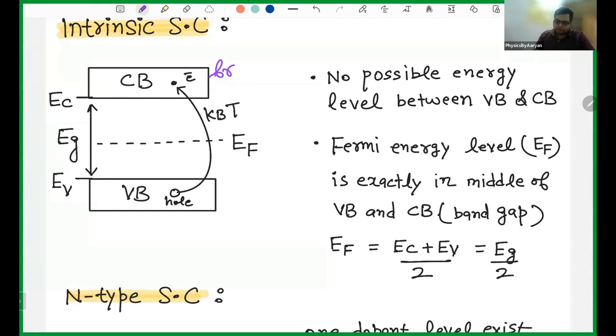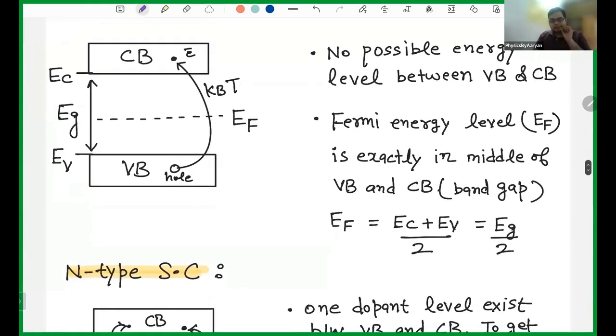This electron is a free electron. This will also give conductivity. This will also give conductivity. In this case, the Fermi energy level.